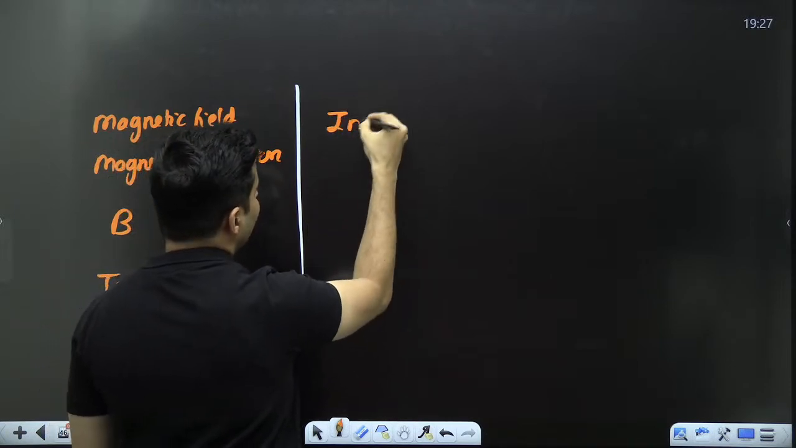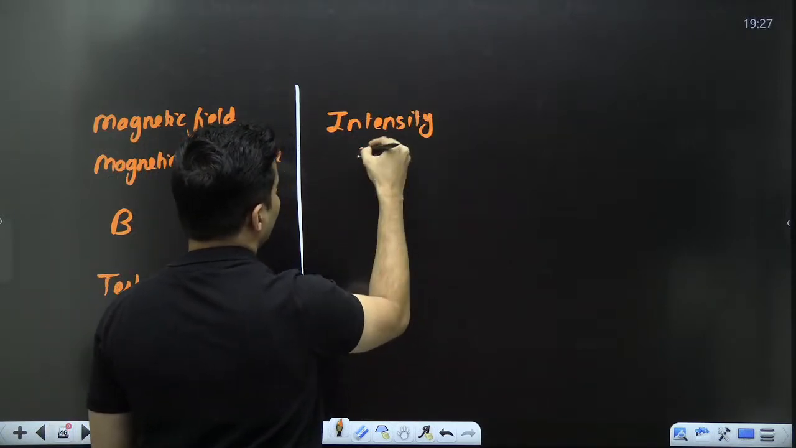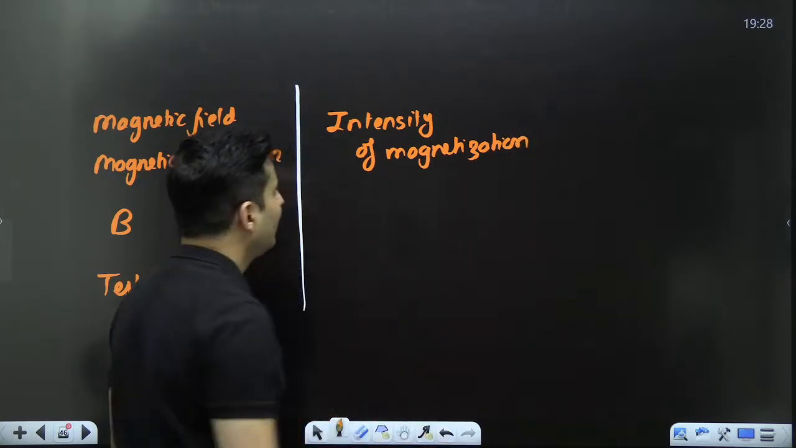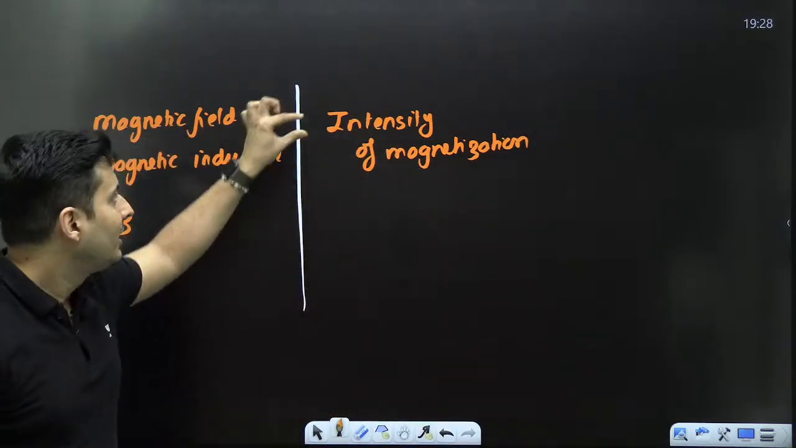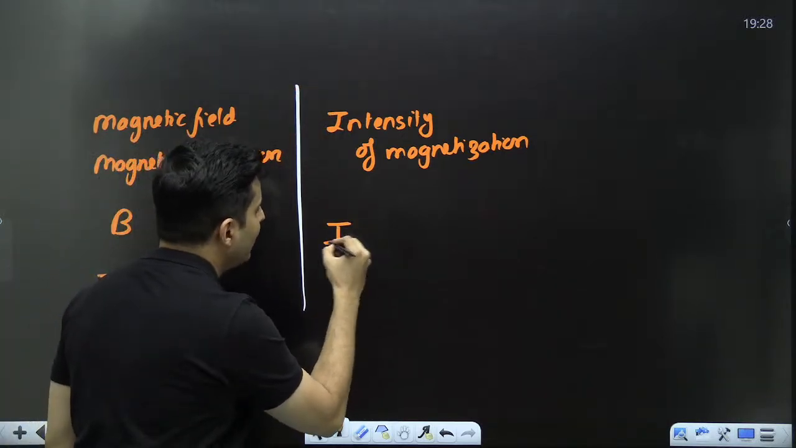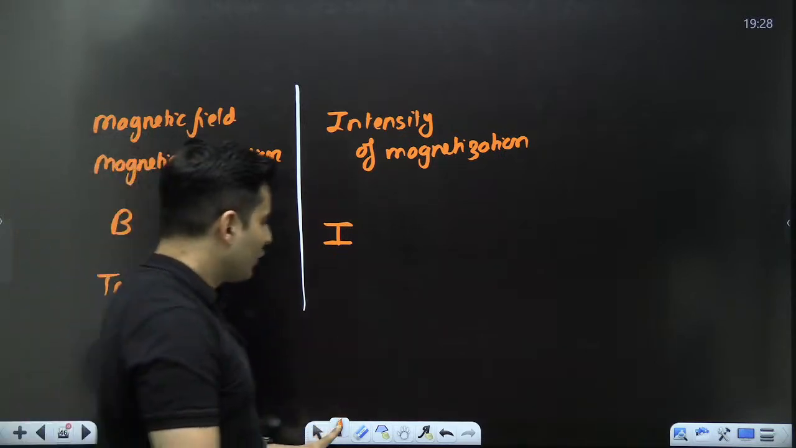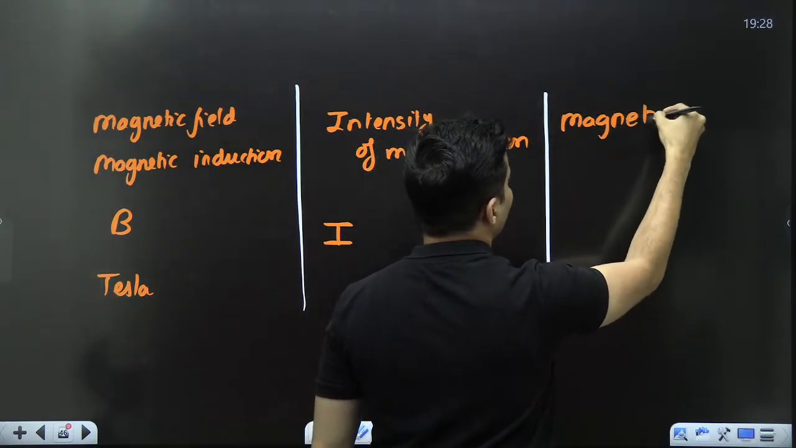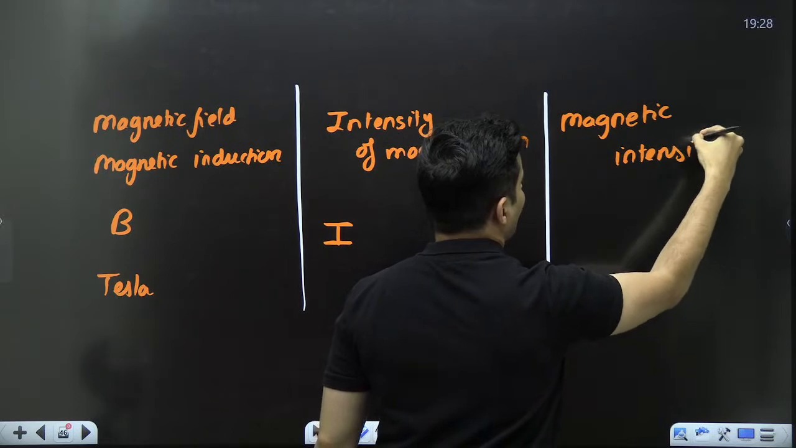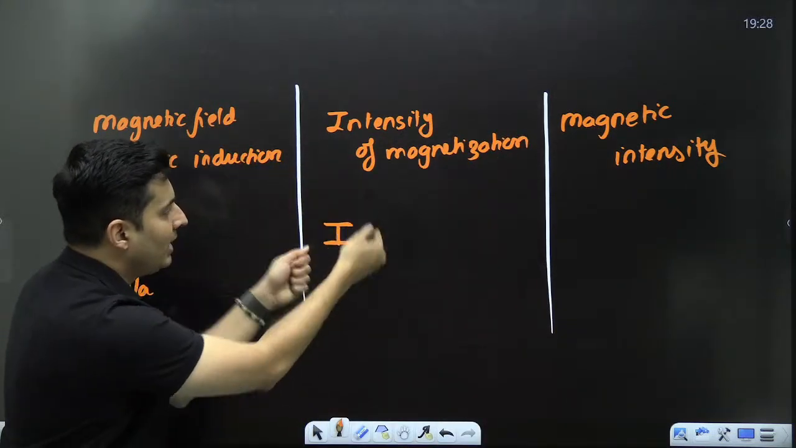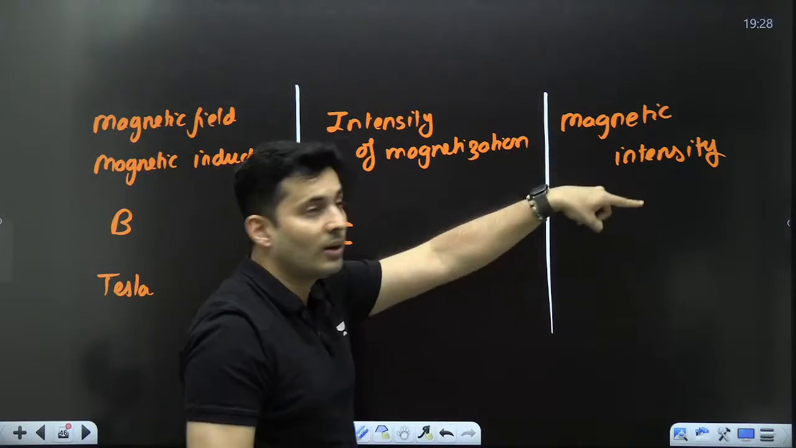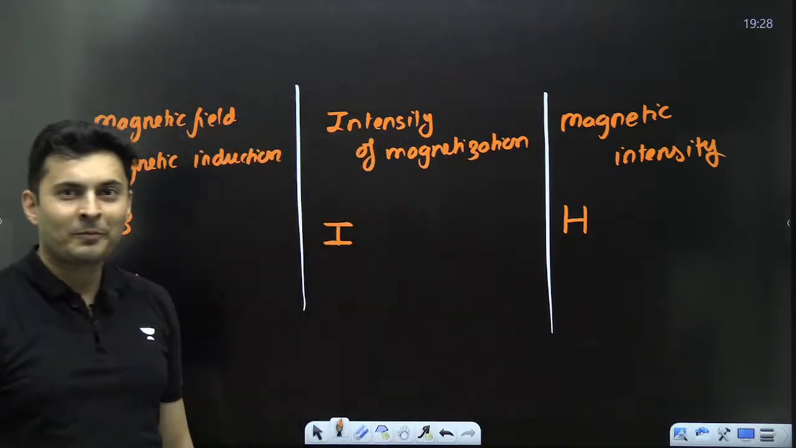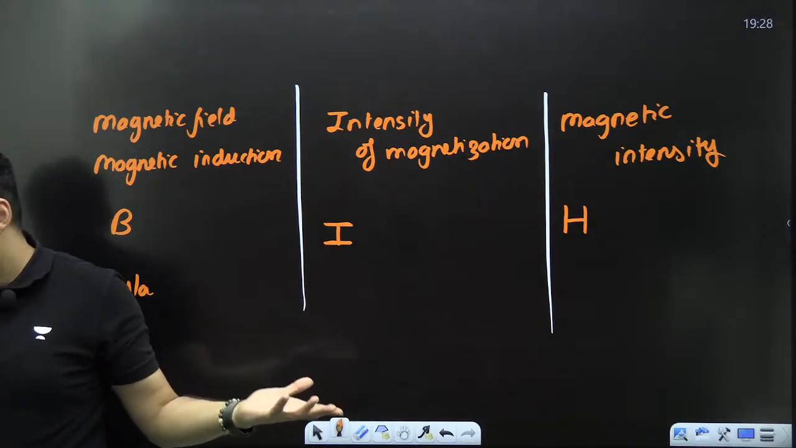The moment I say intensity of magnetization, do you see what this phrase is starting with? Isn't it starting with I? So I'm referring to I. And if I say magnetic intensity, instead of I, you rotate that symbol, because I is not coming initially, it is coming later on. Rotate that symbol. What will I become? Won't it become H? That's it. So easy. That's all.